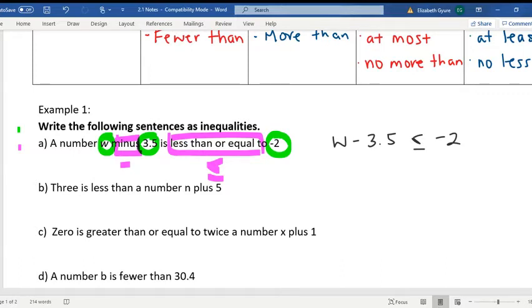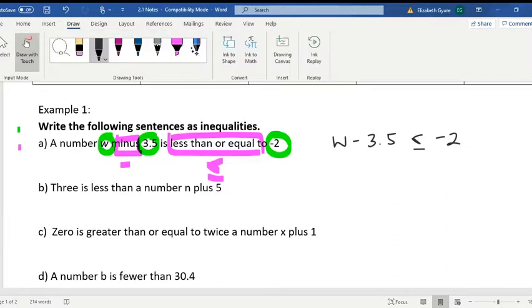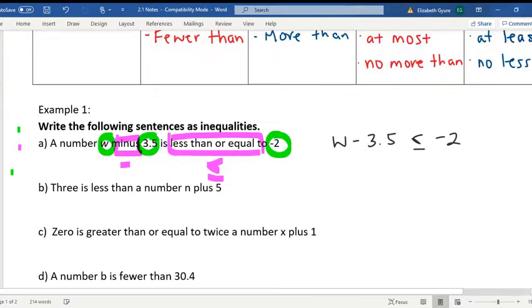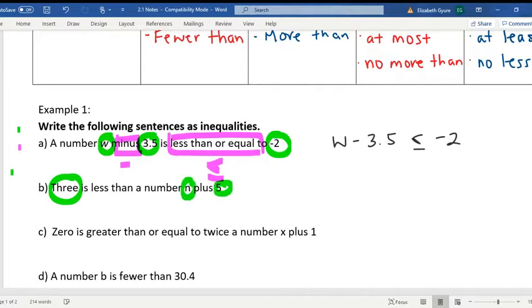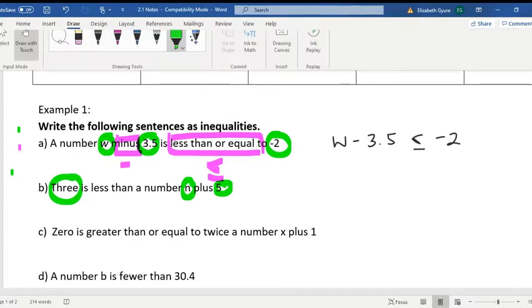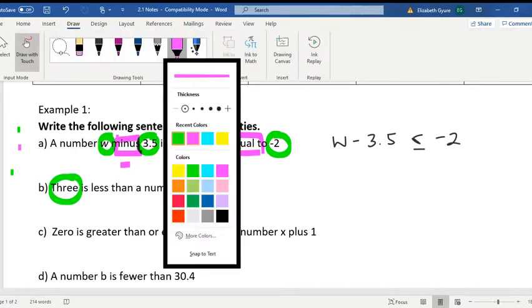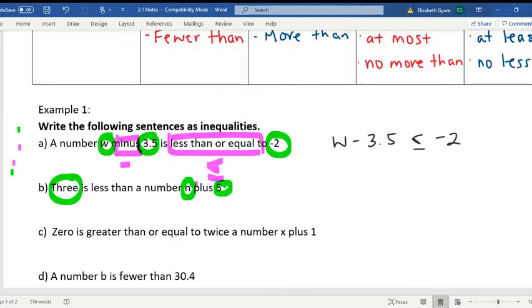B, 3 is less than a number n plus 5. Let's find our important math action words, or I'm sorry, our important numbers. Yeah, we got 3. What else? 5, what else? And yeah, plus will be a math action word. Okay, so plus will be a math action word. That means add.